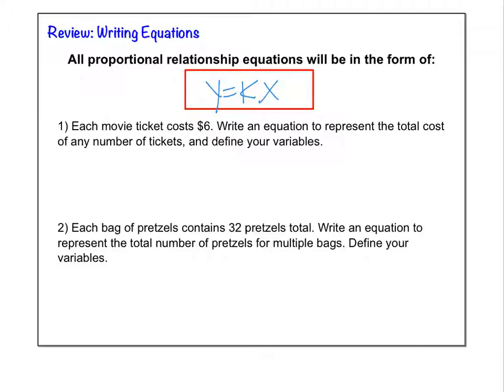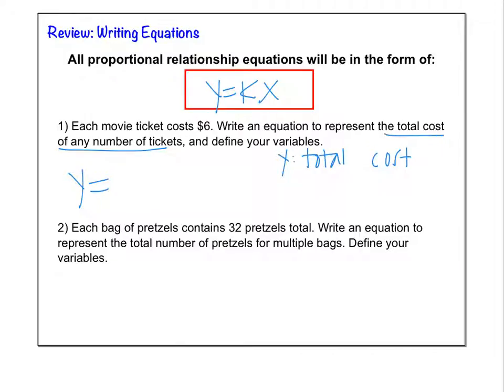So as two warm-ups, we have each movie ticket costs $6. Write an equation to represent the total cost of any number of tickets and define your variables. Don't be lazy. So I want to think, well, first, I am calculating the total cost of any number of tickets. Whatever you're calculating for, that's going to be your y. So my y is my total cost. So I want y equals something.